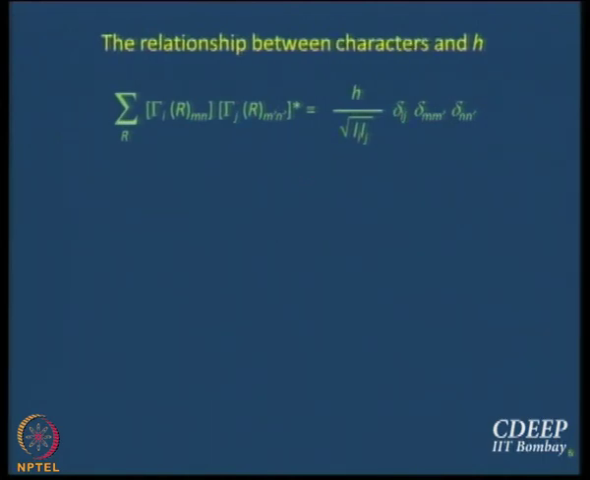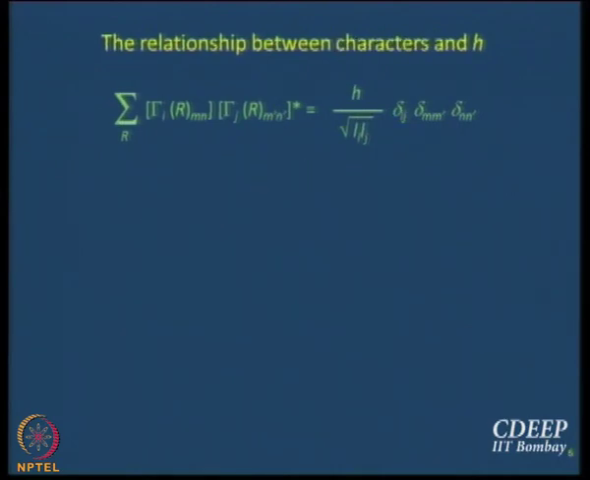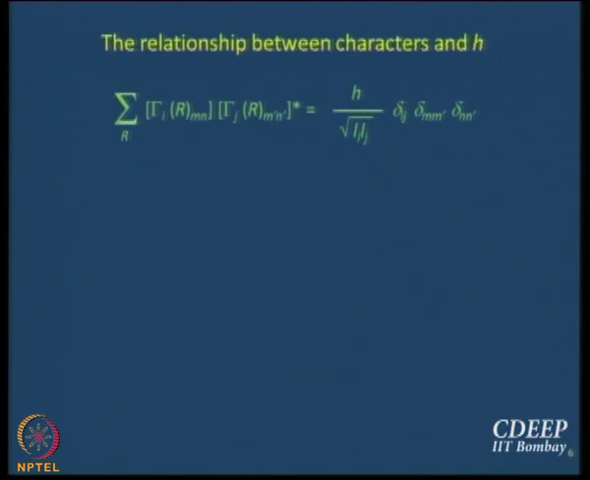Number 2, this was the relationship between the dimensionality and order. Now, we want to see what is the relationship between the characters of all the symmetry operations and order. We already know one, right, at the bottom. What about the others?